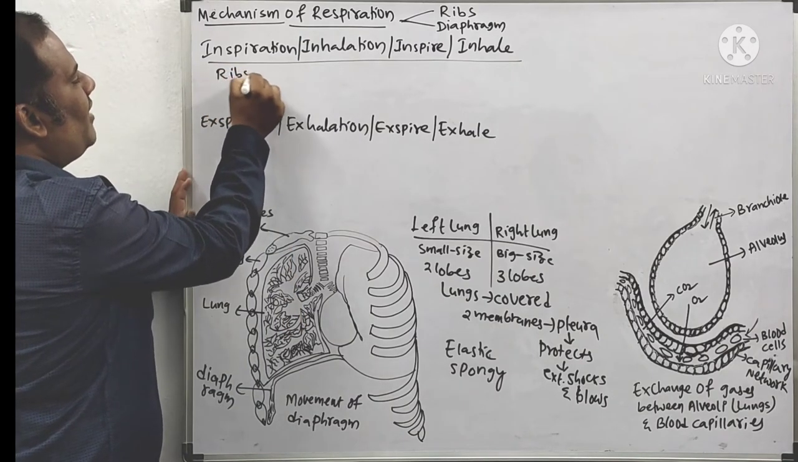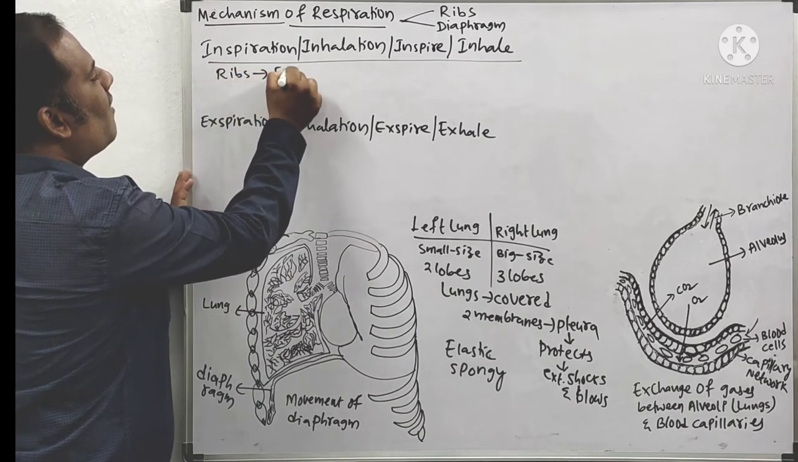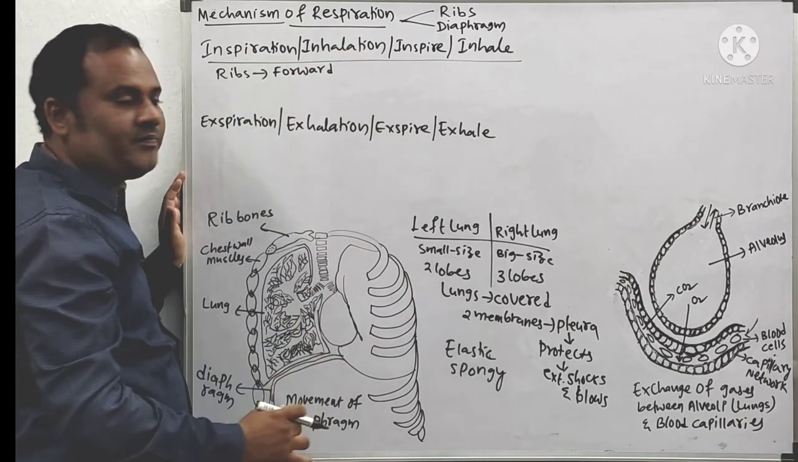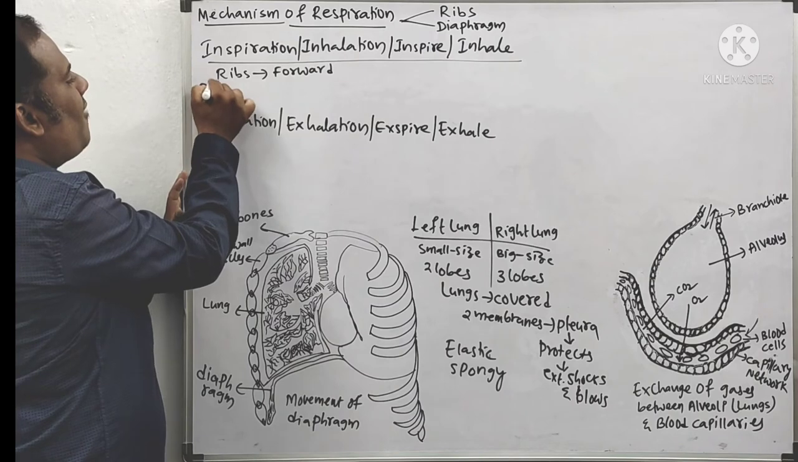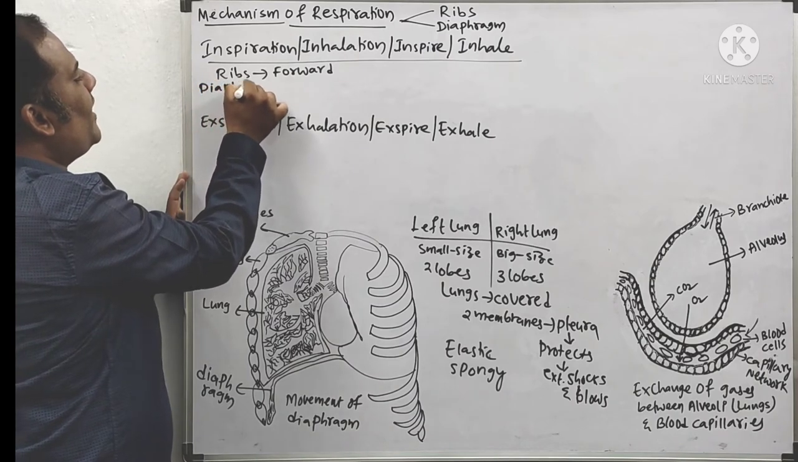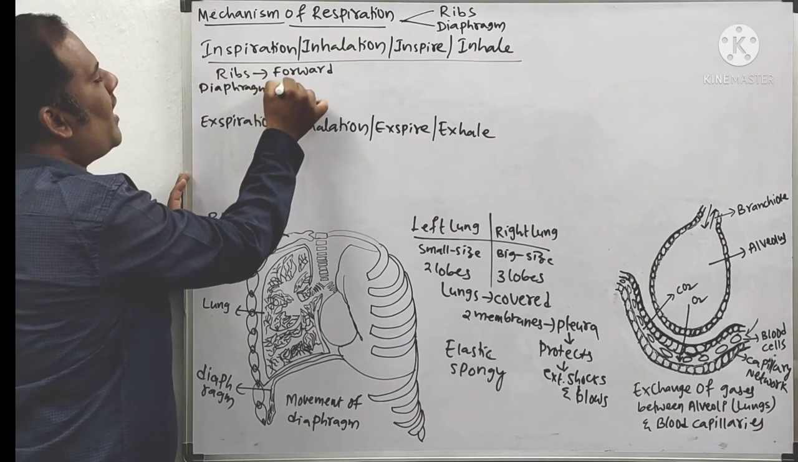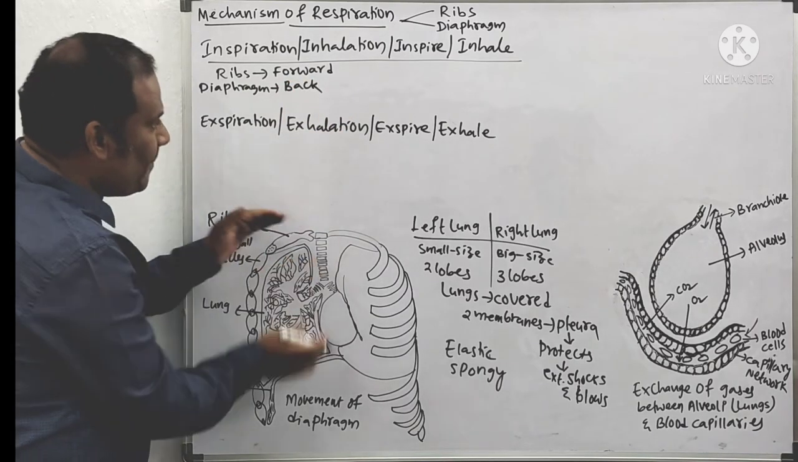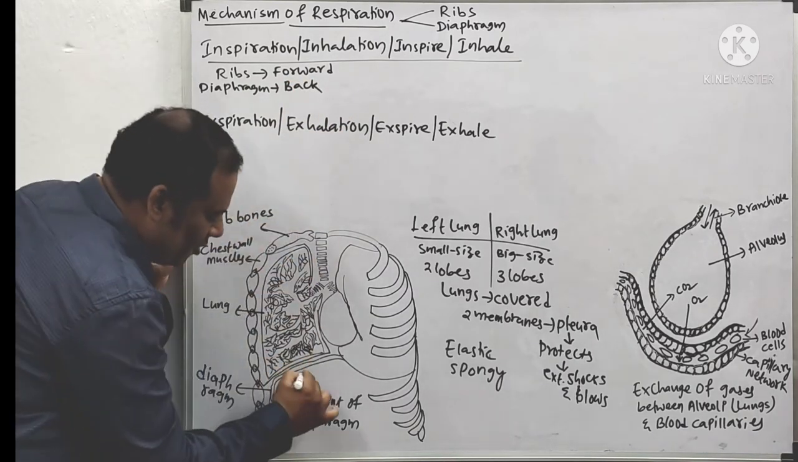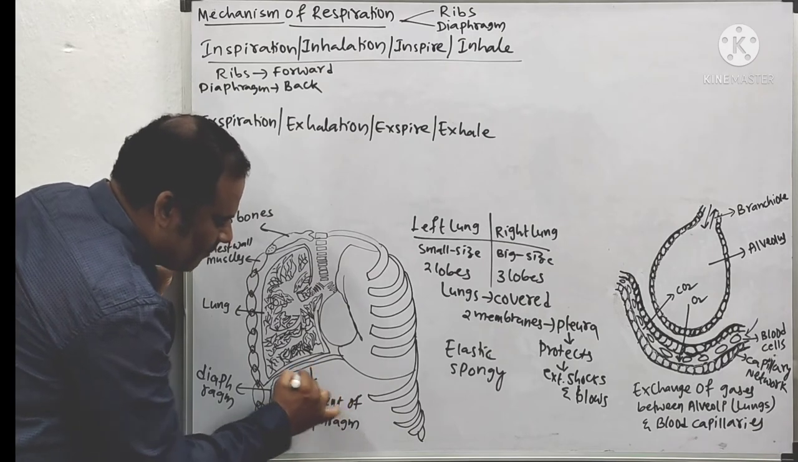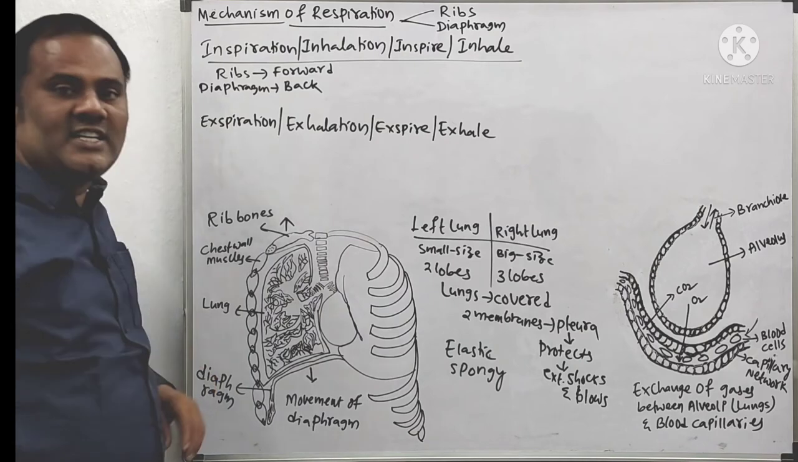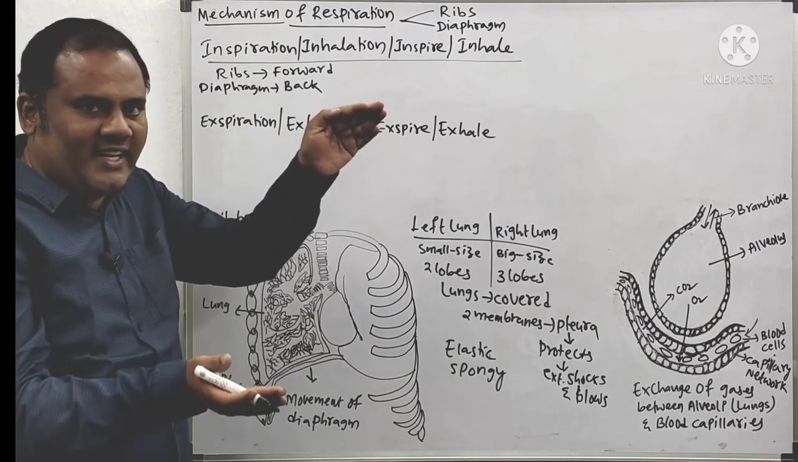The ribs will move forward. The diaphragm will come back. So what happened? The diaphragm is pulling down, whereas the ribs are pulling up. So during inspiration, the size of the lungs increases.